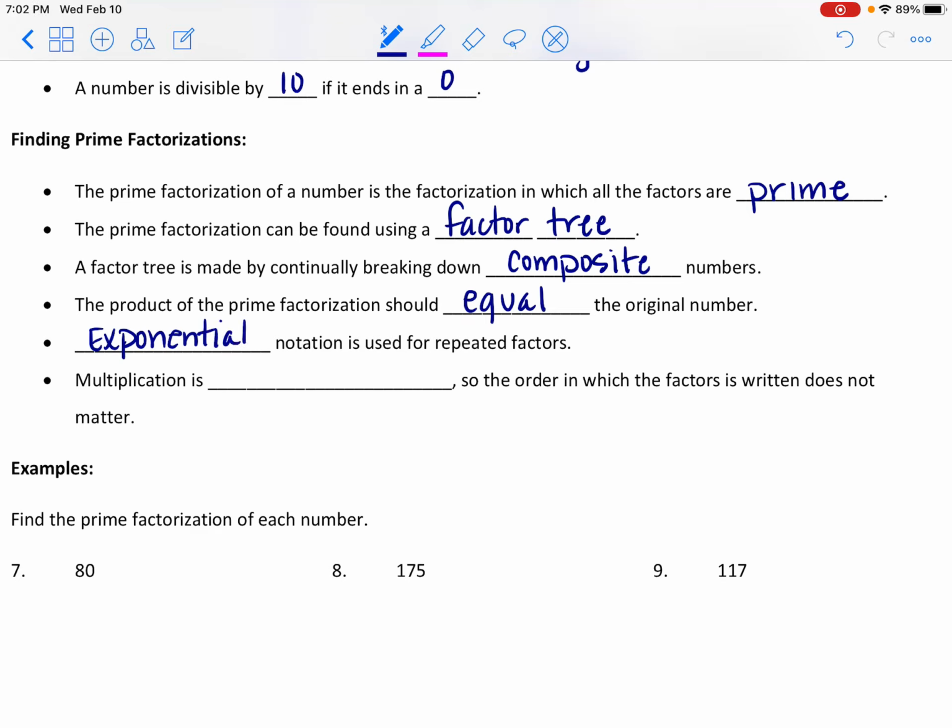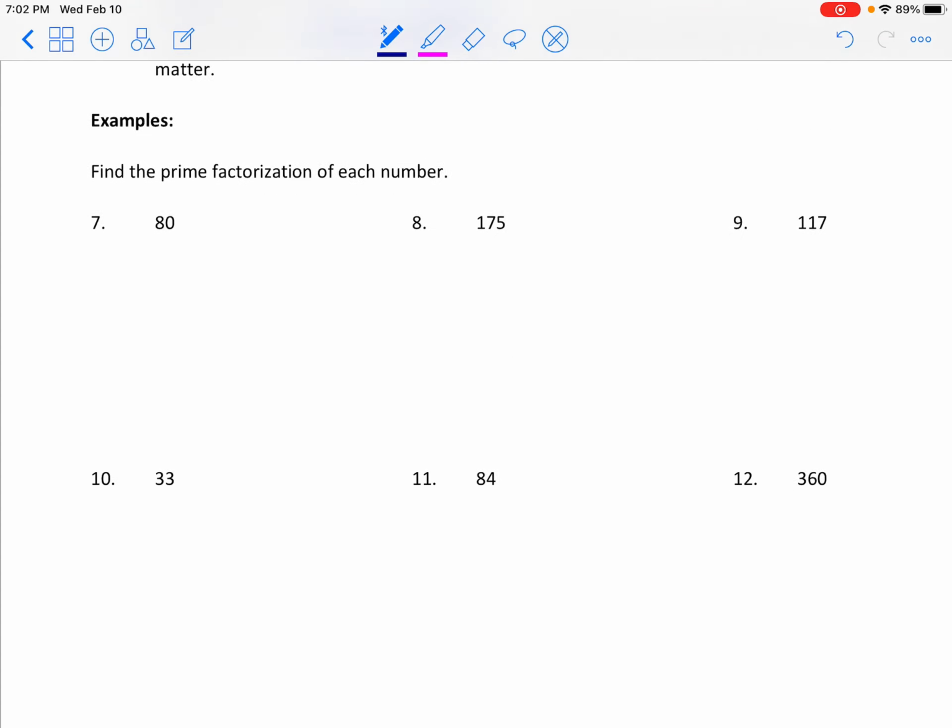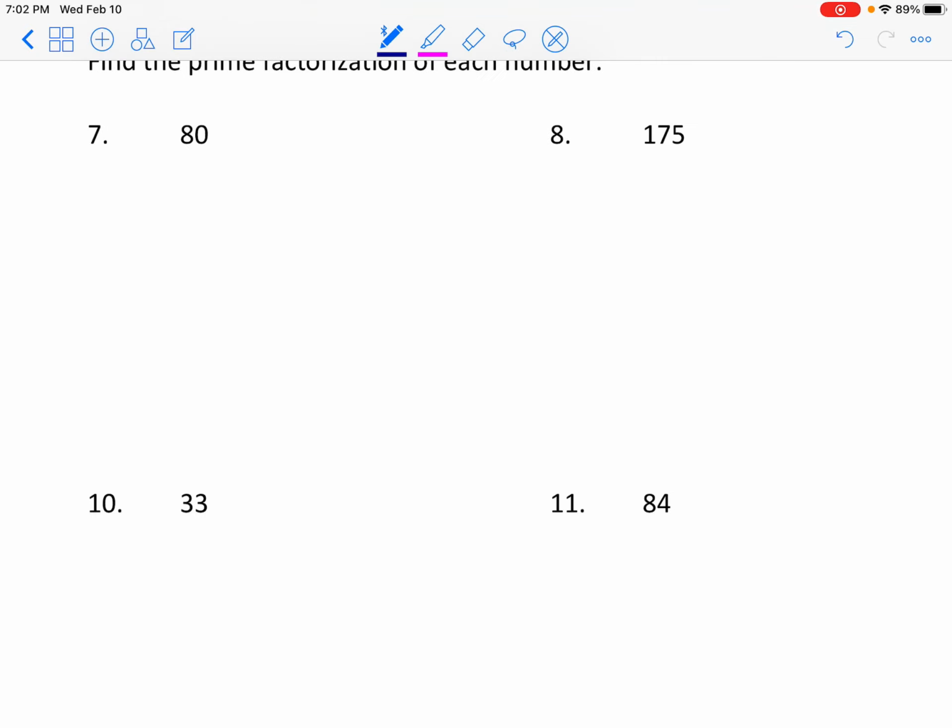And because multiplication is commutative, remember that property? The commutative property says we can change the order in which we multiply and still get the same answer. So it doesn't matter in which order we have our factors. As long as all of them are prime, then they will make up our prime factorization. Okay, so we're going to try to find the prime factorization of these numbers.